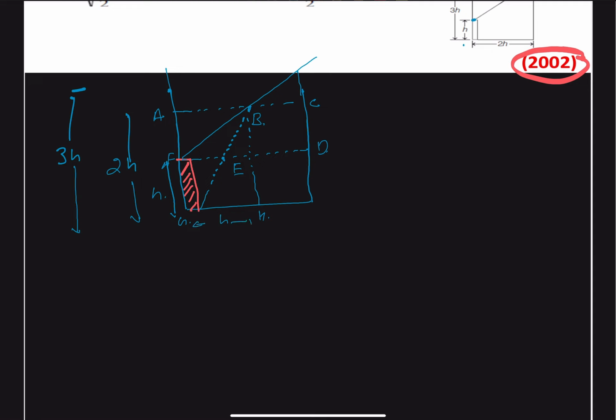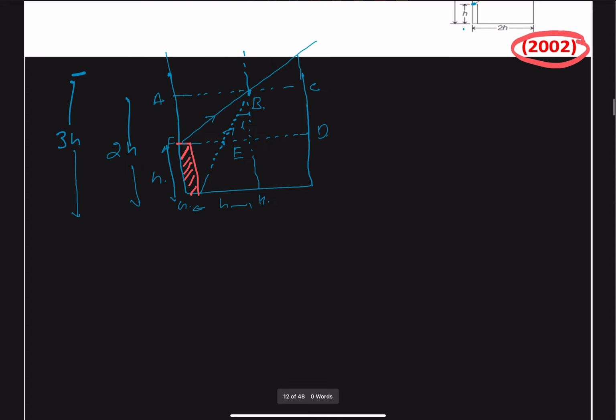By considering a triangle, the ray of light will first be without water and then with water. So let us consider this as our angle of incidence, and this will be our angle of refraction. So let us consider triangle BEF.